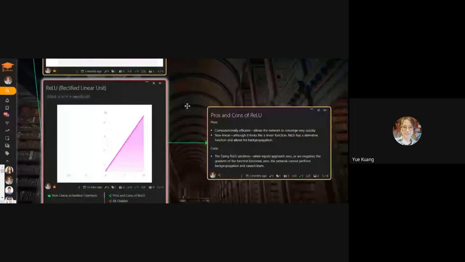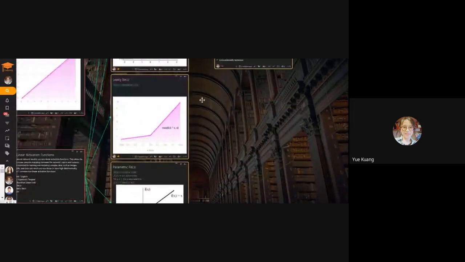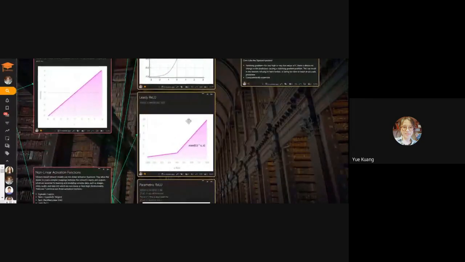And then I will introduce a couple of functions that are special ReLU functions. So the first would be the Leaky ReLU.